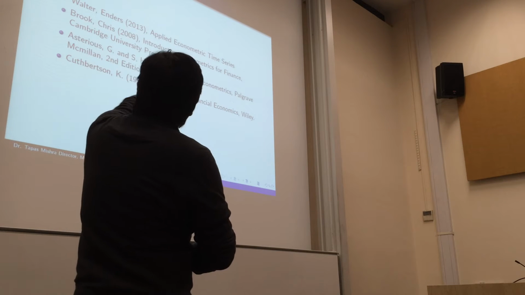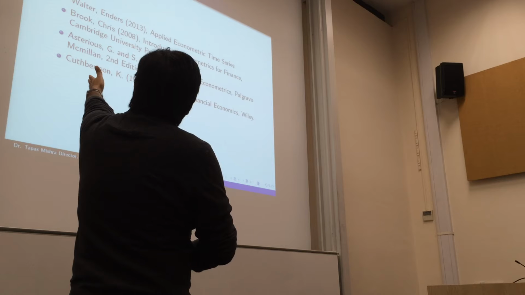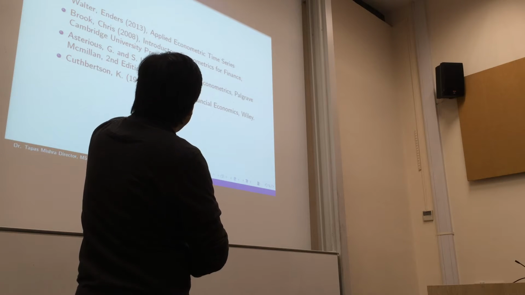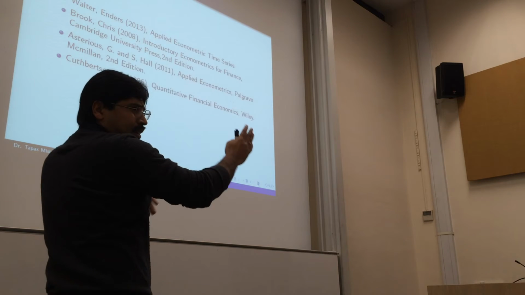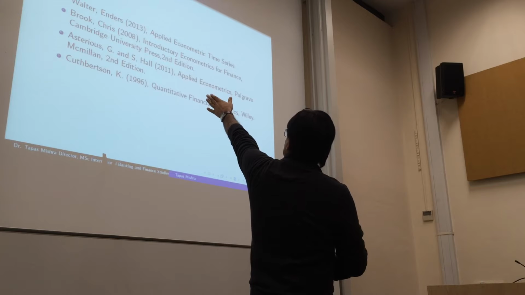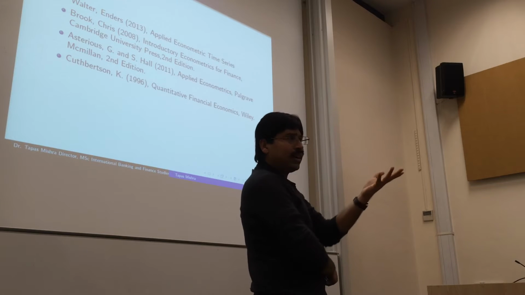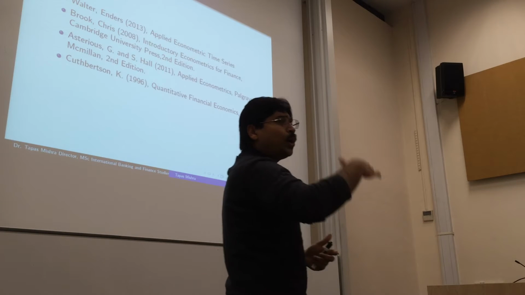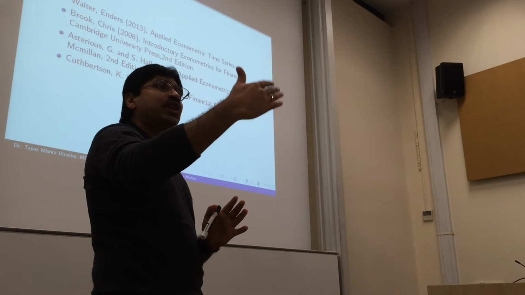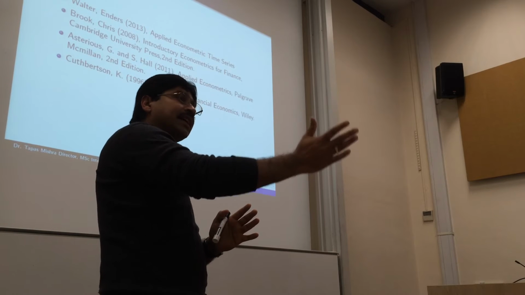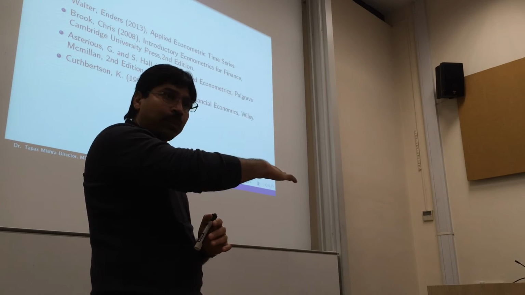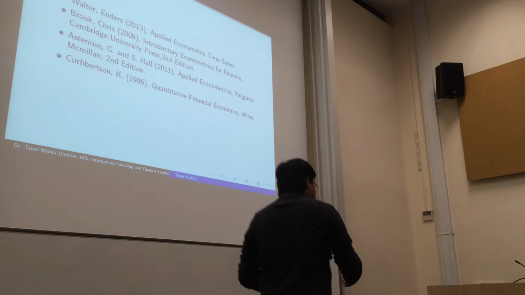Then Asteriou and Hall, Applied Econometrics, and then a bit of advanced stuff, the last one, Cuthbertson, Quantitative Financial Economics. At least pick up one of the books, especially Enders or Chris Brooks or Asteriou and Hall, it will be sufficient for you. On top of that, I will keep posting additional lecture materials plus relevant readings. If I want you to read some journal articles, I will post them here on Blackboard. So you don't have to worry about it.